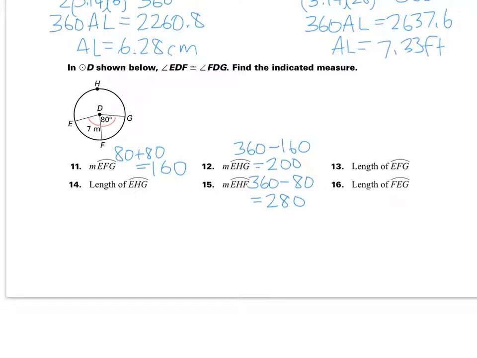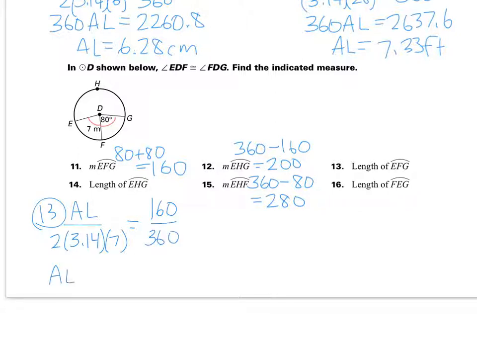Now to find the arc lengths, the length of EFG. So we'll write that down here. So arc length over circumference, which is 2 pi, and the radius you can see is 7. Measure of the angle, so what's the measure of angle EFG? 160 over 360. Again, cross products equal. And I'm not going to show all of that. I think with the prior examples, we know.